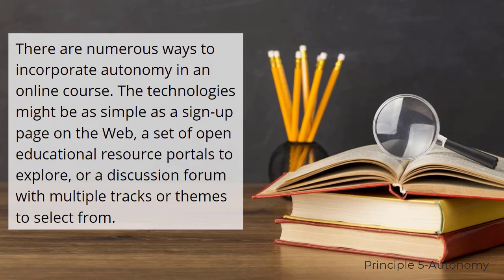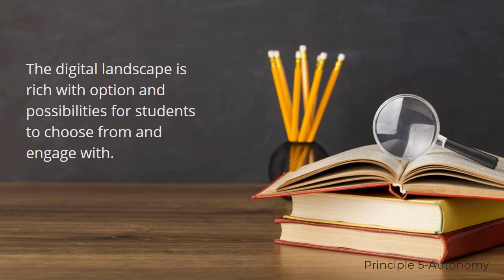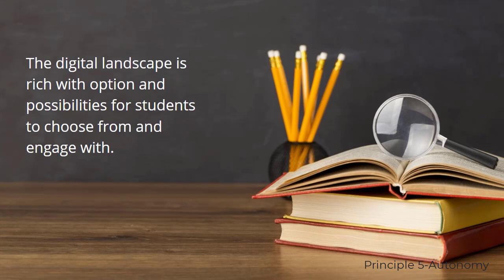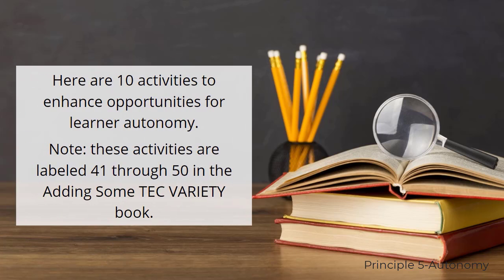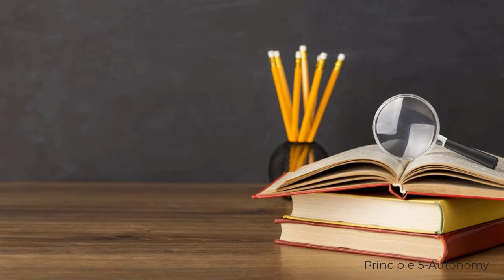The technologies might be as simple as a sign-up page on the web, a set of open educational resource portals to explore, or a discussion forum with multiple tracks or themes to select from. The digital landscape is rich with options and possibilities for students to choose from and engage with. Here are 10 activities to enhance opportunities for learner autonomy. Note, these activities are labeled 41 through 50 in the Adding Some Tech Variety book.